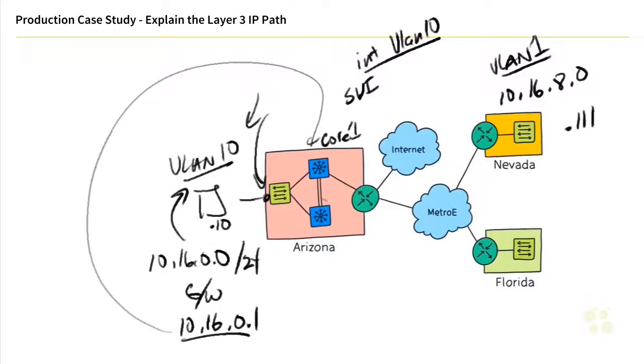And the answer is yes, we can. We can explain that as we look at the routing tables on Core 1, on Router 1, and Router 2. And to confirm where those devices are, here we have Router 1 AZ, and up in Nevada we have Router 2-NV. And this Metro Ethernet is just representing like one layer 2 network. Just think of it like a big layer 2 VLAN that's connecting Arizona and Nevada together. And the address space that we're using on top of this network between Arizona and Nevada is 10.16.7.0 with a 28-bit mask.